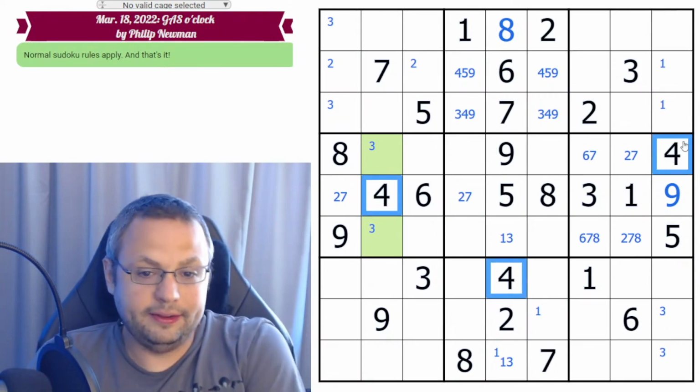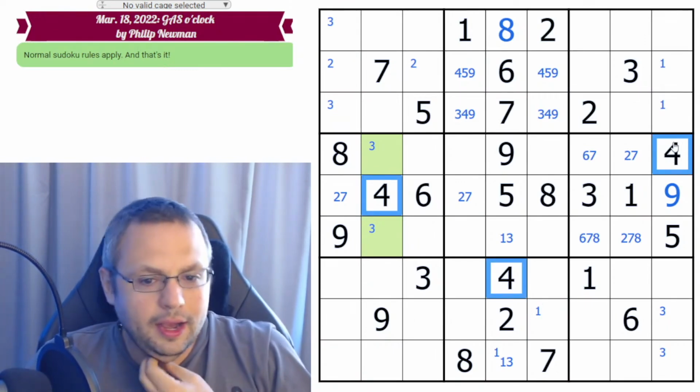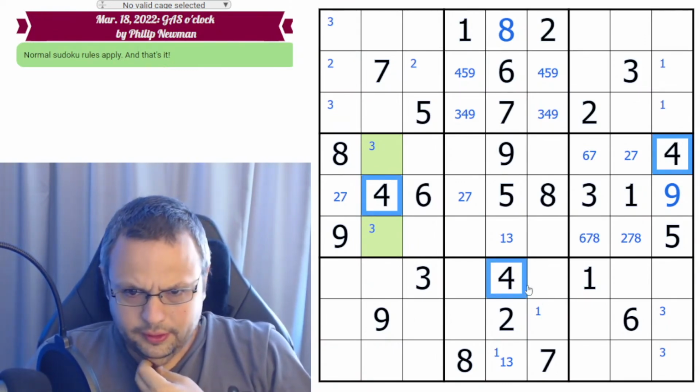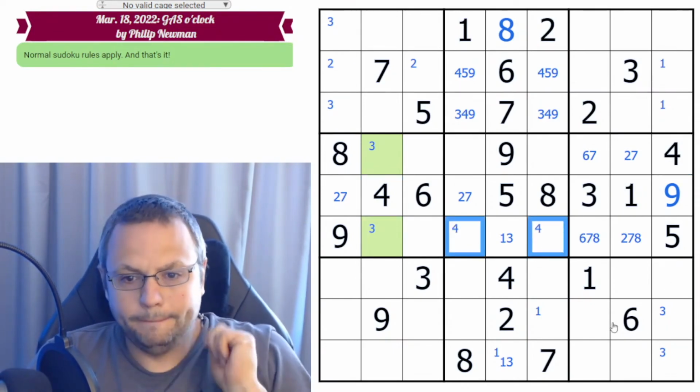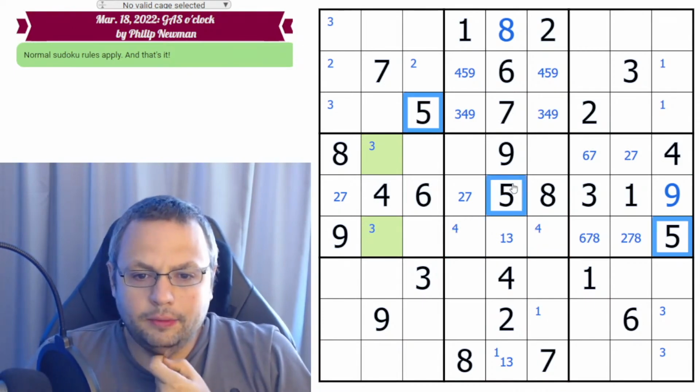Okay, but that's about all I seem to be able to get out of 3s. What about 4s? I guess I know that one of these 2 is a 4. What about 5s?